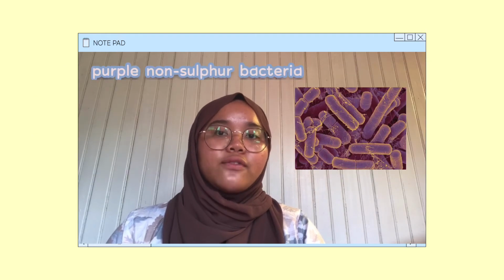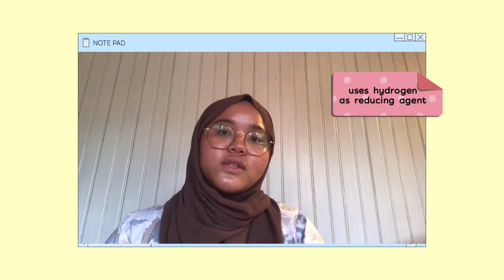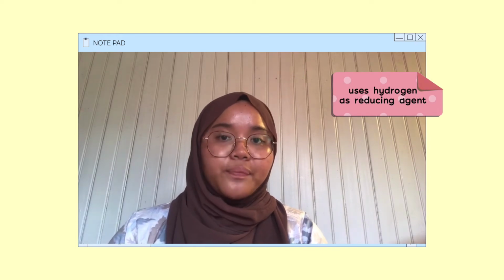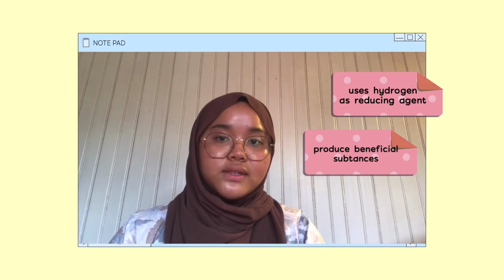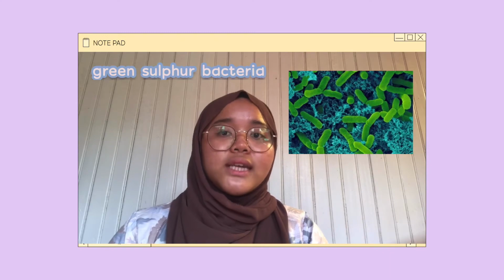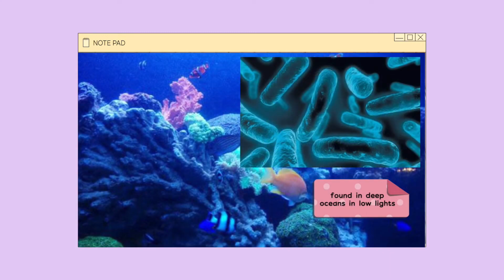For purple non-sulfur bacteria, unlike the purple sulfur bacteria just now, they use hydrogen as their reducing agent. They are very important since they produce various beneficial substances such as polyphosphates and vitamins. Green sulfur bacteria can be found in the deep ocean in extremely low light conditions.